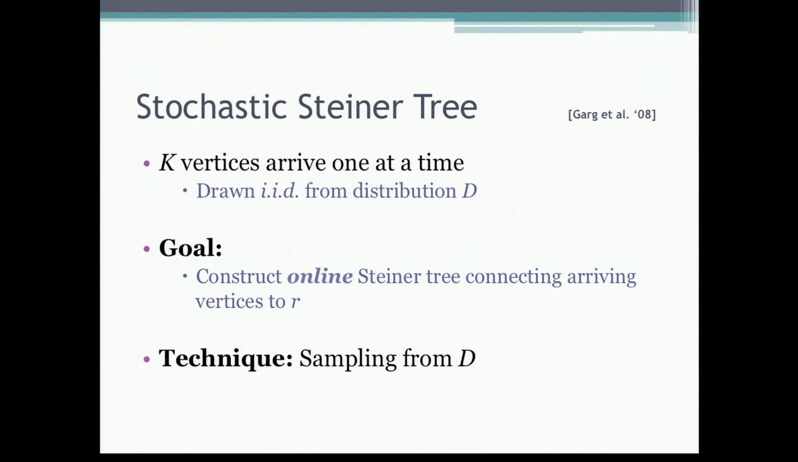So k vertices arrive one at a time, drawn from this distribution D. The goal is to construct an online Steiner tree connecting those arriving vertices to R. By online I mean that whenever a vertex arrives, we have to buy enough edges to connect that vertex also to R. And the technique again is just sampling.